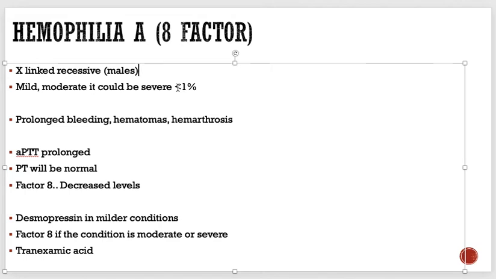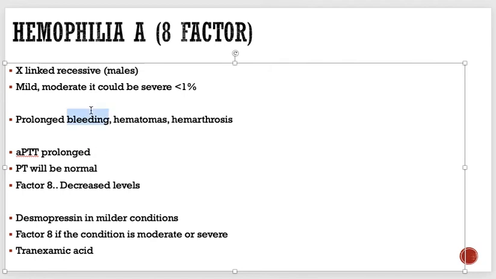Hemophilia A is factor VIII deficiency, hemophilia B is what? Factor IX deficiency. So same story as hemophilia A, you can remember about hemophilia B. Both are X-linked recessive, both can occur in males because they are X-linked recessive. Both have mild, moderate, and severe types of conditions, okay? And both will give exactly the same picture, because in the extrinsic pathway there is no role of factor VIII and no role of factor IX. So the extrinsic pathway will not be affected, only the intrinsic pathway will be affected. So when you check in hemophilia B, APTT will be prolonged and PT will be normal.